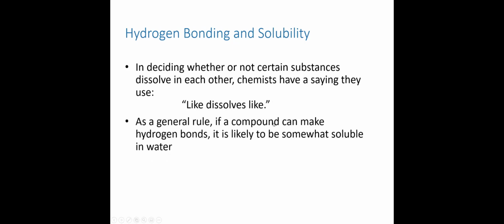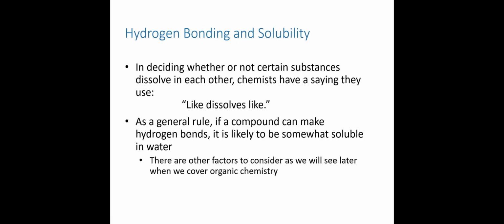And what we find then is that compounds that can make hydrogen bonds tend to be somewhat soluble in water. Or more simply, compounds which are polar tend to dissolve in or mix with other compounds which are polar. And vice versa, things which are nonpolar tend to mix well with other things which are nonpolar. So what this means is that many compounds which can make hydrogen bonds are likely to be soluble in water. And as we get a little bit further in the class, we'll explore that more deeply when we talk about organic molecules.